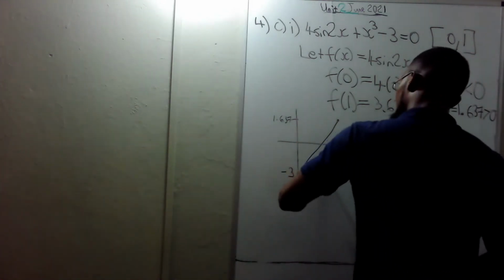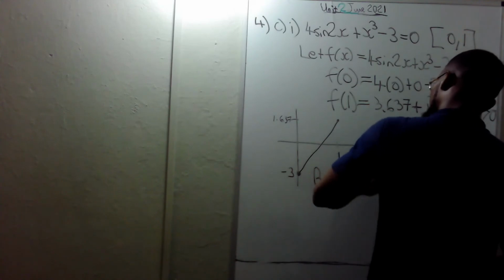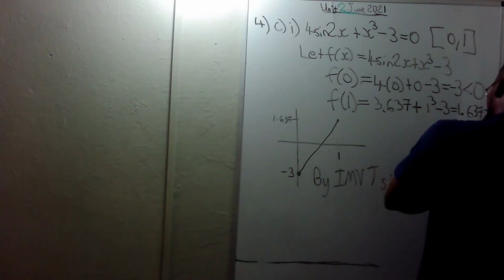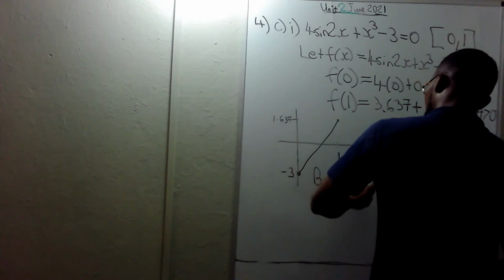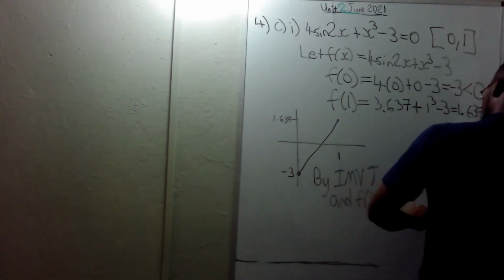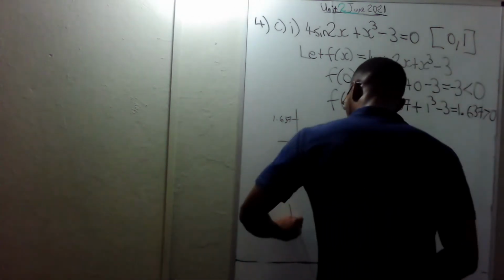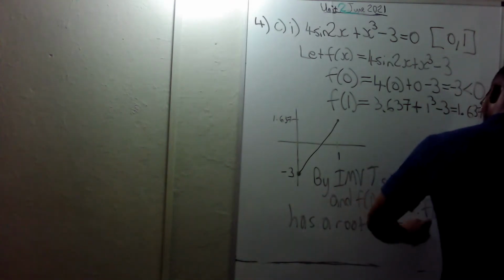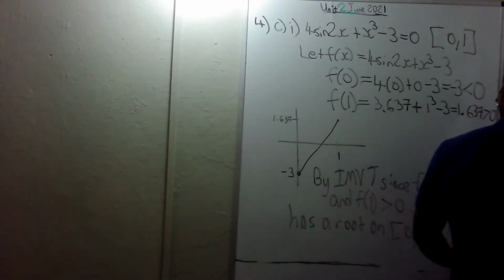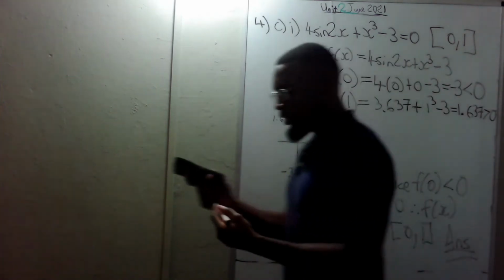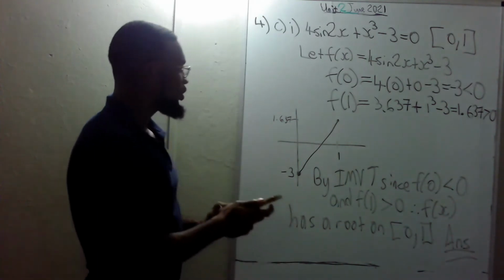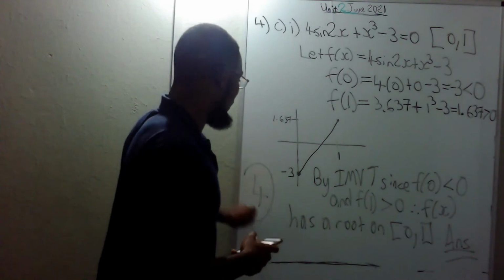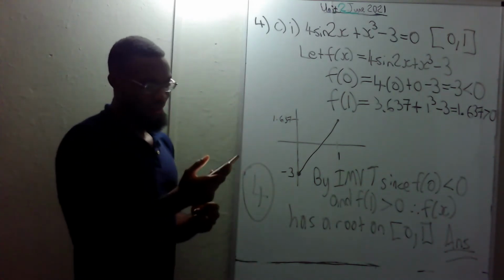So we can therefore say by IVT, since f of 0 is less than 0 and f of 1 is greater than 0, therefore f of x has a root on 0, 1. That's it. That is IVT. And how many marks are given for this? 4 marks. So this is a whole 4 marks. That's that question right there. Nice.